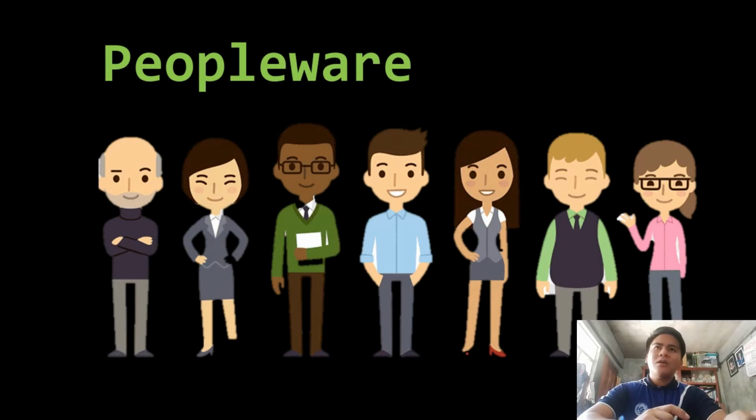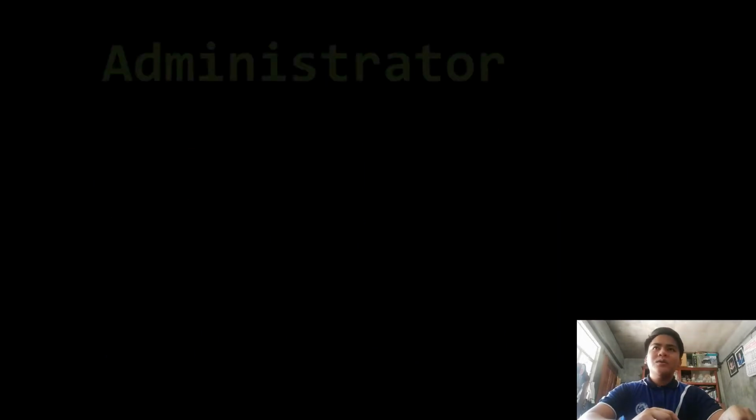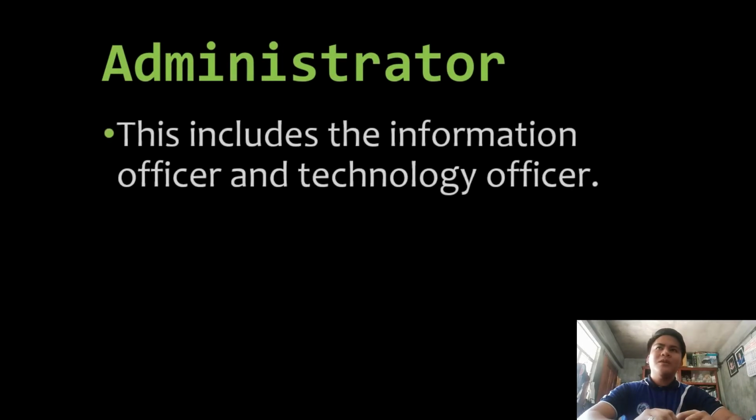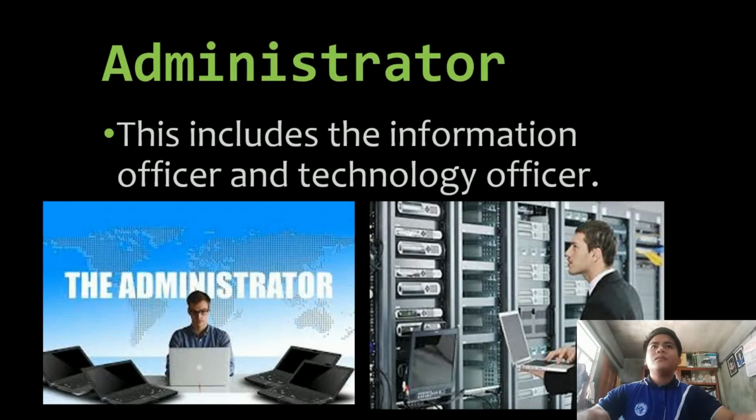So let us start with the computer administrator. Once we say computer administrator, this includes the information officer or the technology officer. So we have here, as an example, information officer, which means computer administrator is the information provider. Computer administrator has the ability to manipulate your user account. Computer administrator has the ability to improve your computer security.